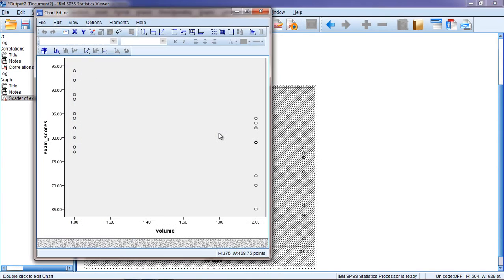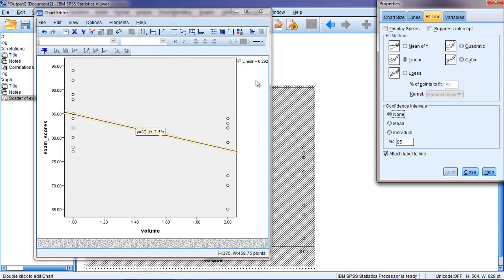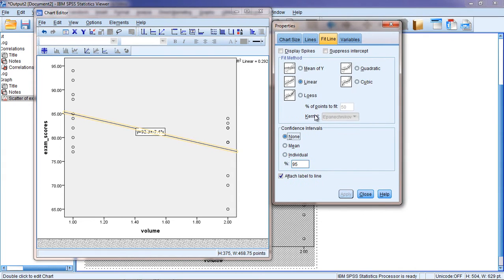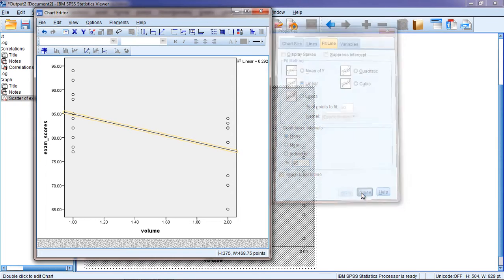Now, we could go ahead and create a regression line here, or a line that reflects or illustrates the relationship here. And I'll just go ahead and click on this right here. And I double-clicked the graph to open up the chart editor box. So click on that. And then here for properties, I'm going to select linear, which is the default selection. I'm going to deselect attach label line. Click apply and then close.